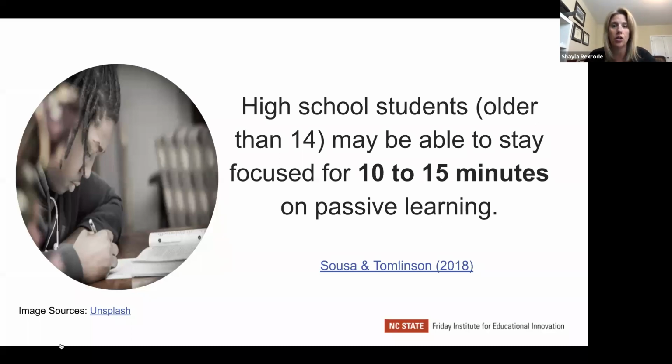Now, I also want to stress that sometimes when you share with a teacher, especially at the secondary grades, that 10 to 15 minutes will be a focused amount of time, some of them are going to hyperventilate because they are going to think, how in the world am I supposed to fit what would normally be maybe a 90-minute or 45-minute block of instruction into 10 to 15 minutes?